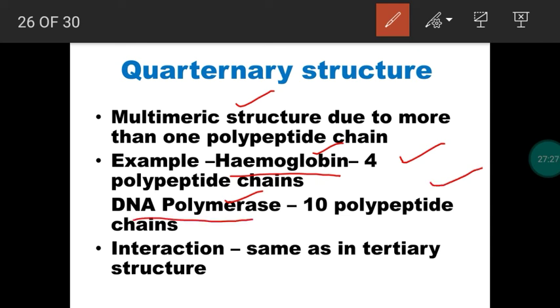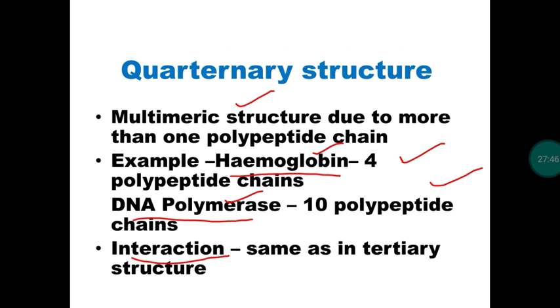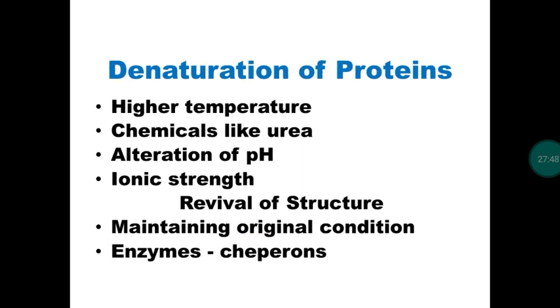So definitely this will make what structure? Quaternary structure. And the interactions between the amino acids are as in tertiary. In tertiary, what have we observed? Disulfide bridge, hydrophobic, electrostatic, hydrogen bond, van der Waals. So all the same types of interactions are possible in quaternary structure also. So there are 4 structures: primary, secondary, tertiary, and quaternary. This is an important 5-mark question.